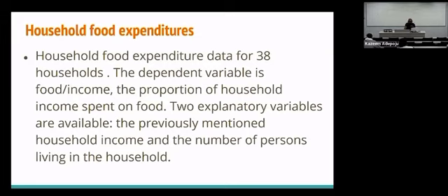Okay, so two explanatory variables are available. We basically want to make a prediction of that. We talk about the previously mentioned household income and the number of persons living in the household. That will depend. Like in my household now, I have 5 children. With my wife, we are 7 in number. Of course, we're going to spend a lot on food, but the amount we spend on food will not be more than my income, because I'm also going to pay for rent, pay for insurance, and so on.